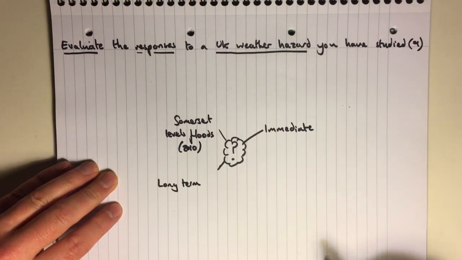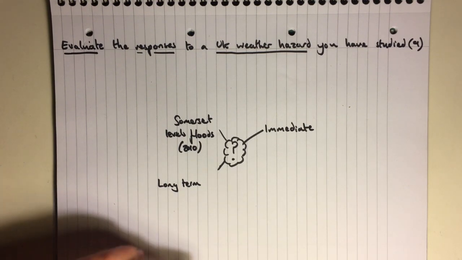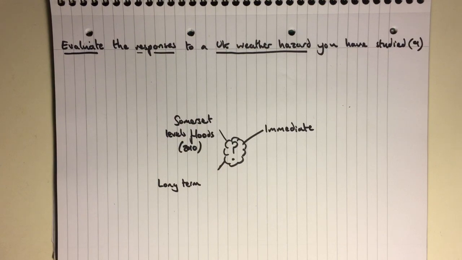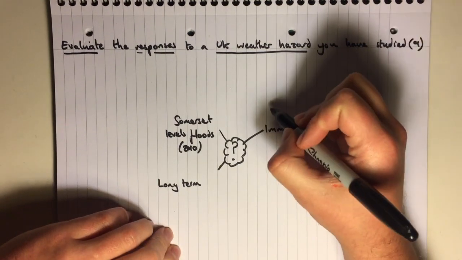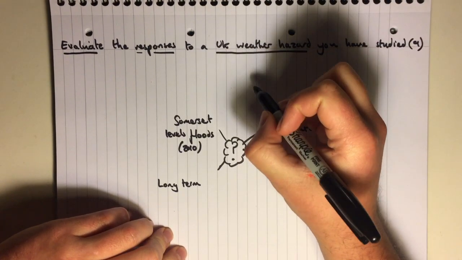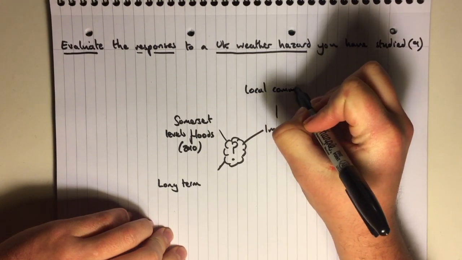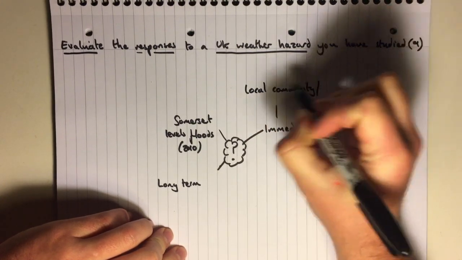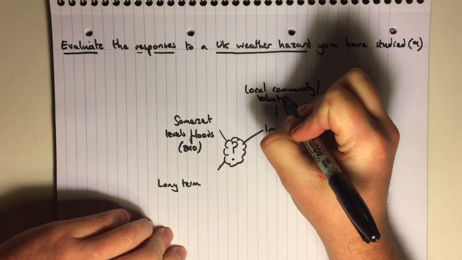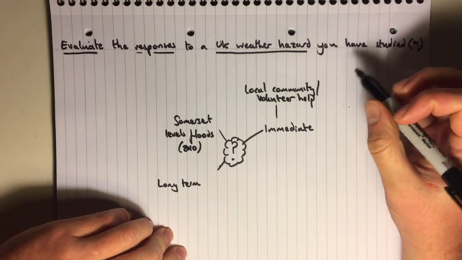Okay, so let's have a think back to the immediate responses to the Somerset Levels. Well, one of the big things that happened was some local community support and volunteer work. That was one of the main ways in which people could help out with one another. So I'm going to write that down: local community or volunteer help. That was a big start.